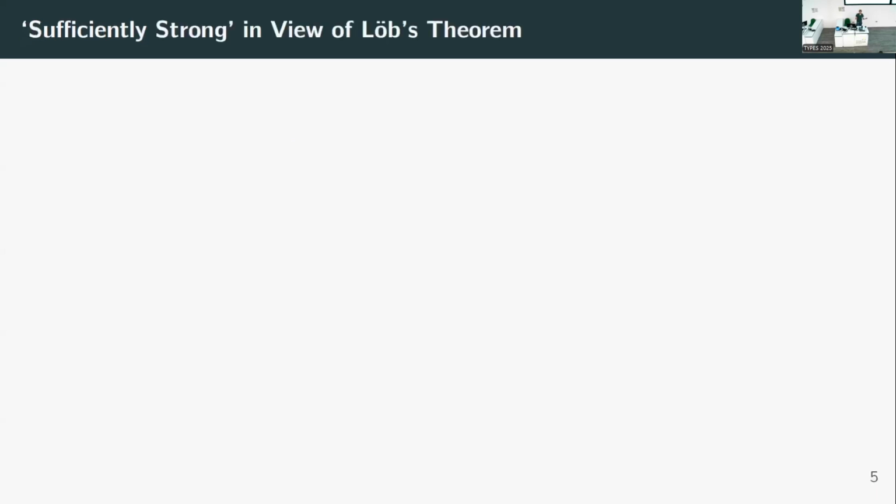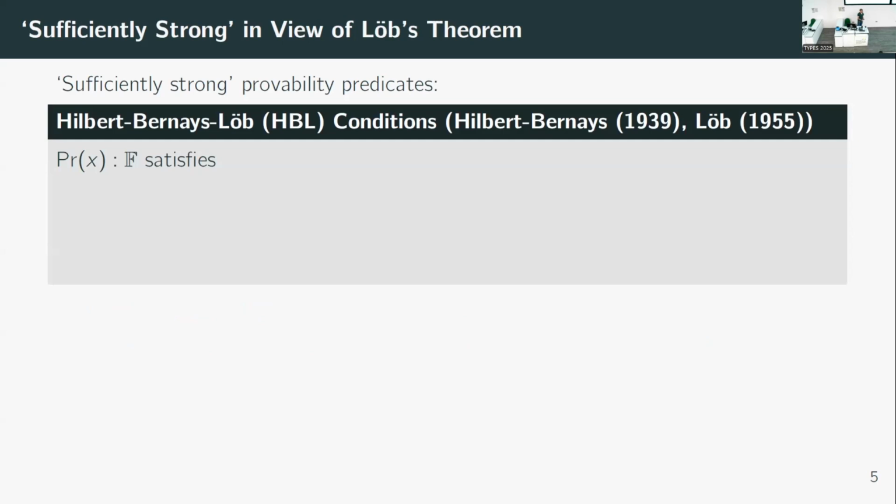Well, I've said "sufficiently strong" a couple of times. What does that actually mean? I think that's the most technical thing you will see today. Sufficiently strong comes in two ways. Once for the provability predicate, we require that it satisfies some conditions known as the Hilbert-Bernays-Löb conditions. There are 3 of them.